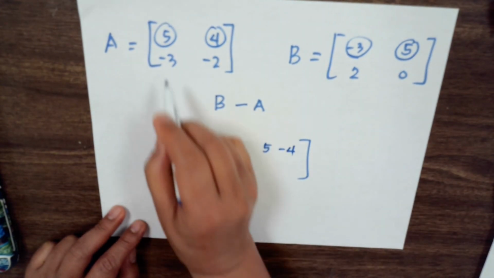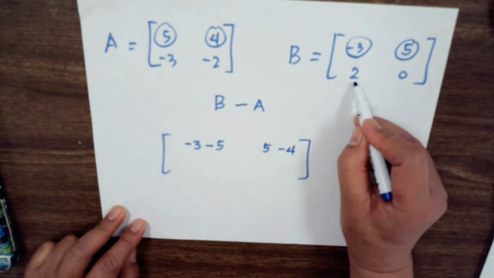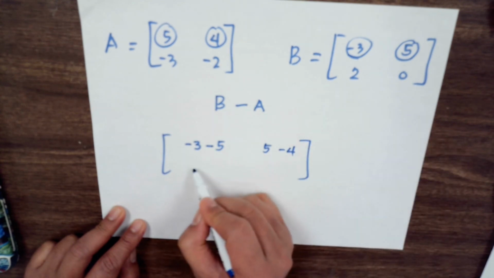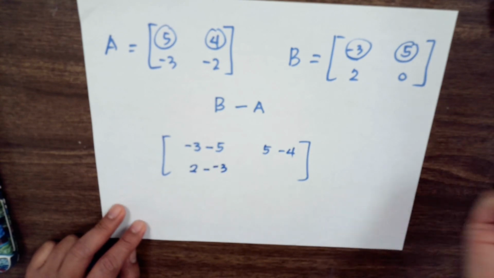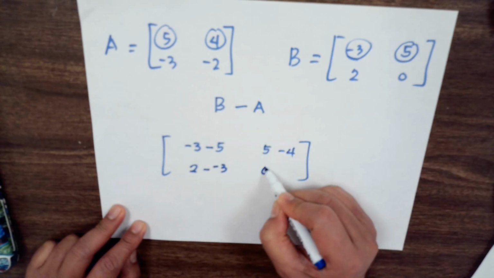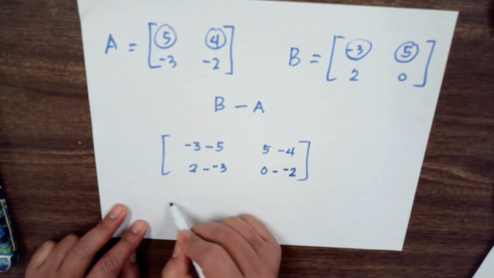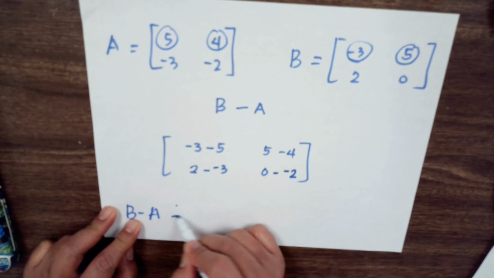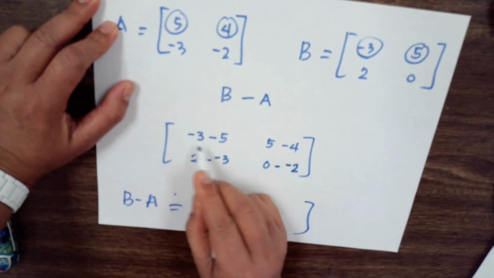Okay, and then we go here at A21, but we will start here first with 2 because 2 is an element of B. So that will be 2 minus negative 3. And then you'll have 0 minus negative 2. So therefore, the difference between B minus A is equal to this matrix, negative 3 minus 5.